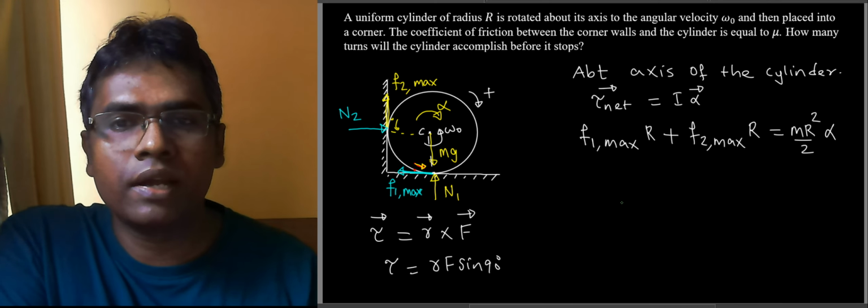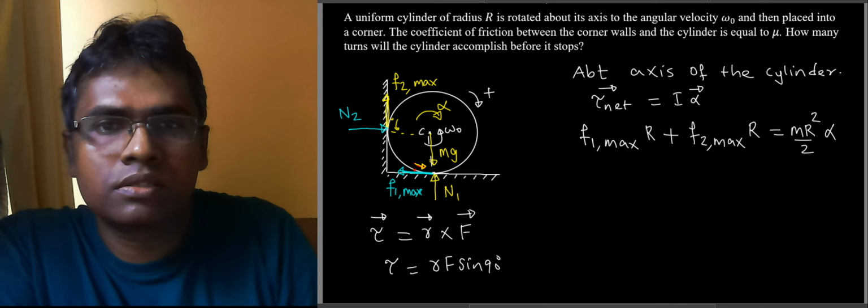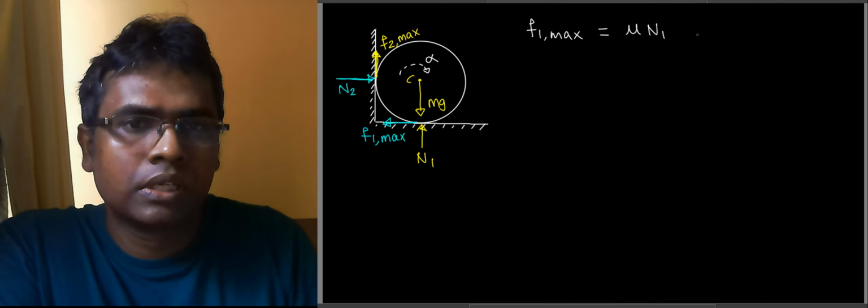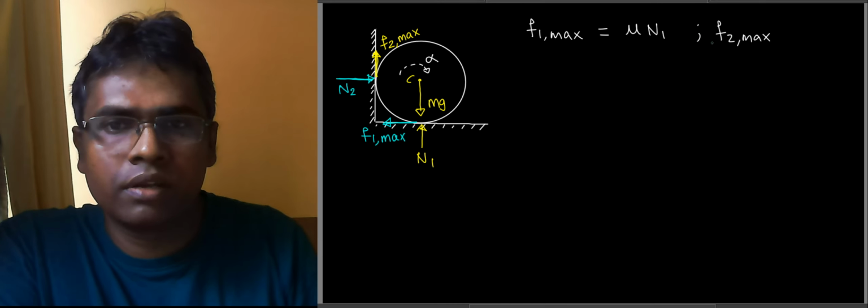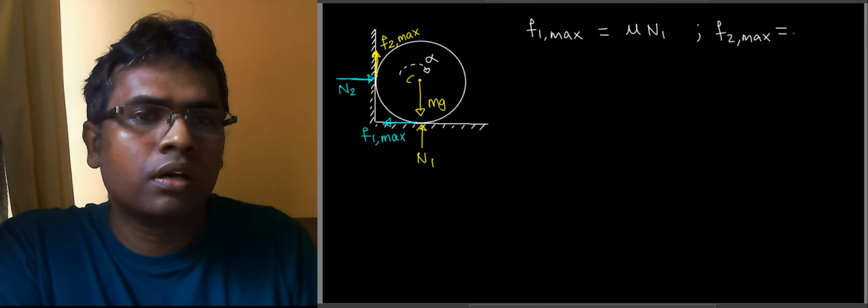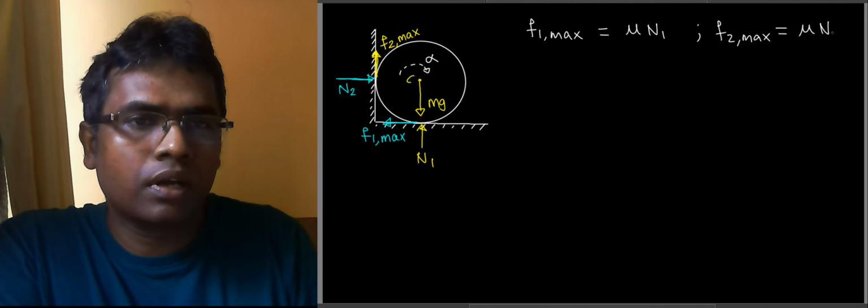So how do we get the friction force? Let's look at how to get them. Now how to get these friction forces? If you look at F1 max, F1 max is mu times the normal force, which is mu N1. Similarly, F2 max, the vertical friction force, is mu times N2.